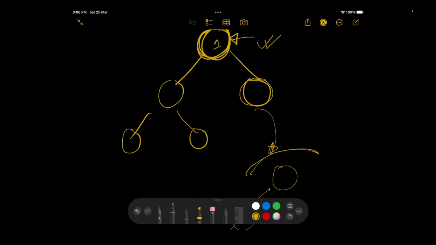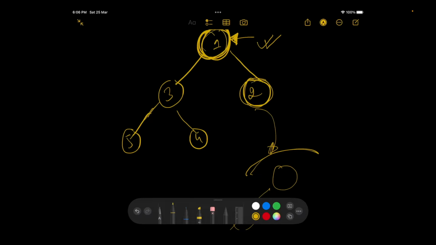So let's call them 1, 2, 3, 4, and 5. So you'll say that, okay, I can get you the answer if 1 is the node, if 2 is the node, if 3 is the node, or 4 is the node, or 5 is the node. When I say node, I actually meant root. So I can get you the answer if 1 is the root, if 2 is the root, if 3, if 4, if 5.